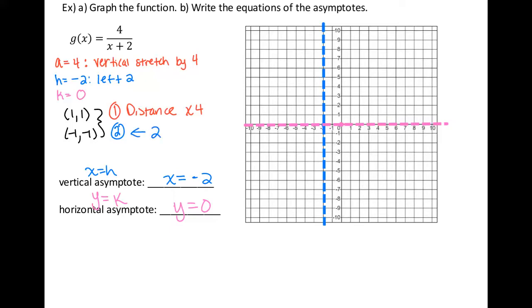Okay, so the coordinate point is at 1, 1. I have it here at 1, 1. This distance is 1, so I'm going to multiply 1 times 4. That'll bring me out to positive 4. I don't flip it because it's not a reflection. All I do now is go left 2. So 1, 2. And we're left at negative 1, positive 5.